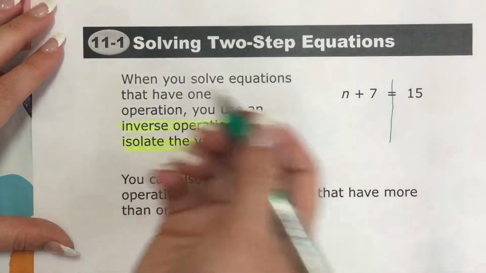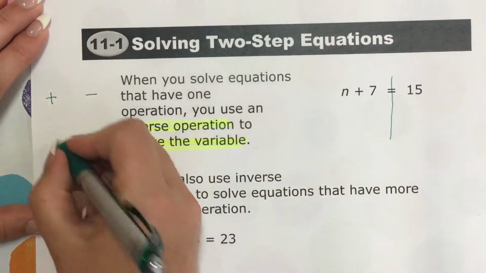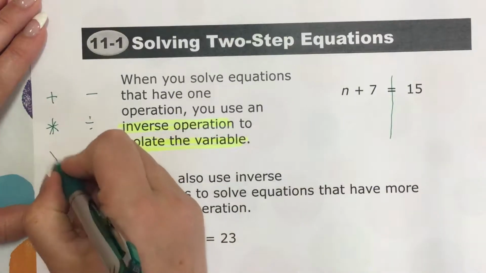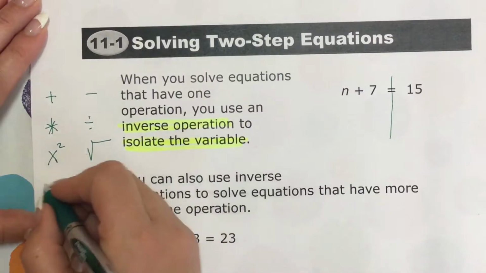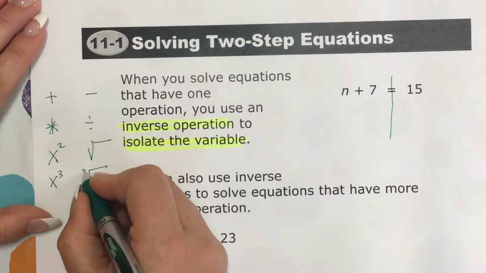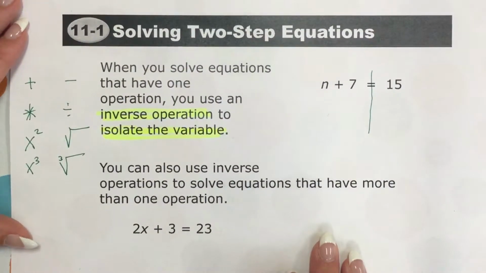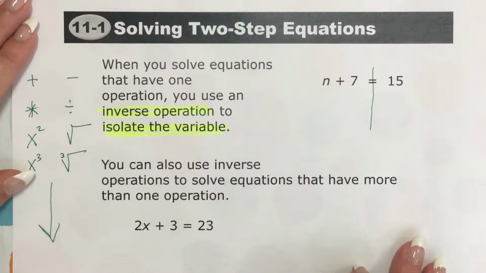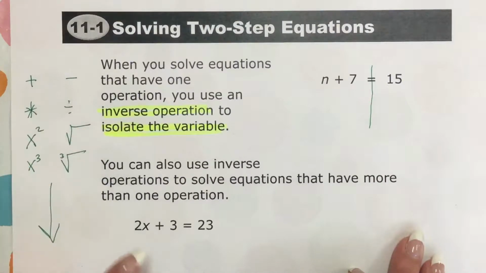Remember, the inverse operation of addition is subtraction. The inverse operation of multiplication is division. The inverse operation of a squared number, which you'll learn soon enough, will be a square root, or a cube number is a cube root. That's enough for right now. But the more you learn about math, the more inverse operations there are out there, and they just keep going and going. So you can use inverse operations to solve equations that have more than one operation, which would be something like this.